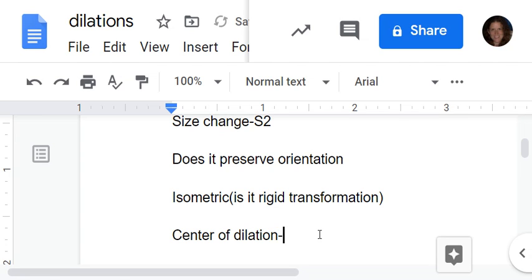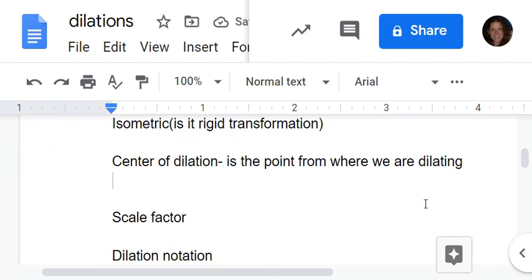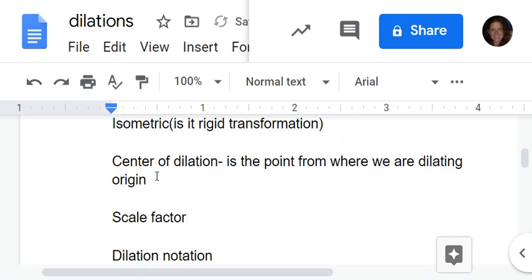Center of dilation is the point from where we are dilating. And for us, we're always going to do that over the origin. Let me spell origin correctly. And remember the origin is 0, 0.